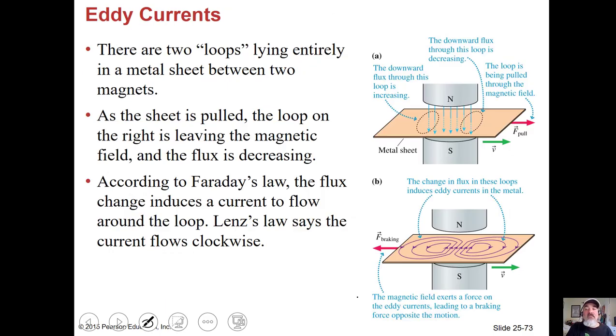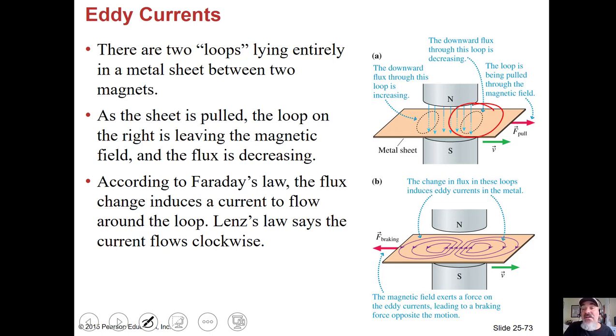So here's kind of a neat thing that happens. This happens with mechanical braking actually. There are 2 loops lying entirely in a metal sheet between 2 magnets, as you can see there. As the sheet is pulled, the loop on the right is leaving the magnetic field. So it's a sheet of copper. Just from the random motion of electrons, you get currents flowing in this metal. So when you pull the metal through here, this loop here, for example, it's leaving the magnetic field. So it has a changing magnetic flux.